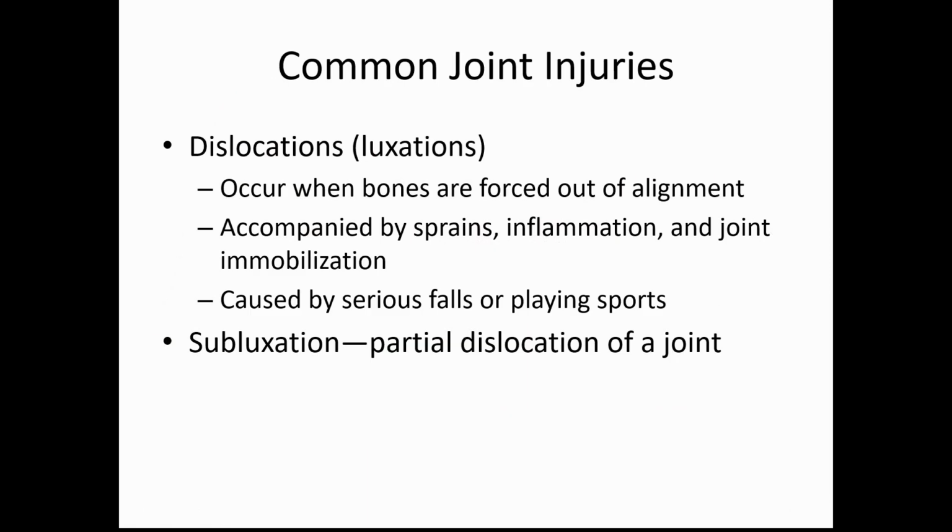Let's talk about a couple common joint injuries. Dislocations, known medically as luxations, are when bones are forced out of their normal alignment. They're accompanied by sprains, which are damage to ligaments and tendons, and strains, which are damage to muscles. We also have, anytime the body gets damaged, a lot of inflammation going on, and that inflammation can actually immobilize the joint because of all of the swelling. A subluxation is a partial dislocation of a joint.